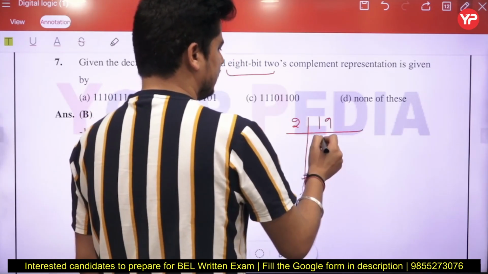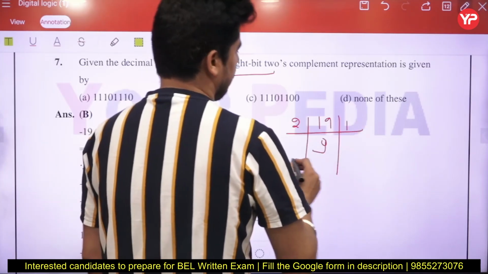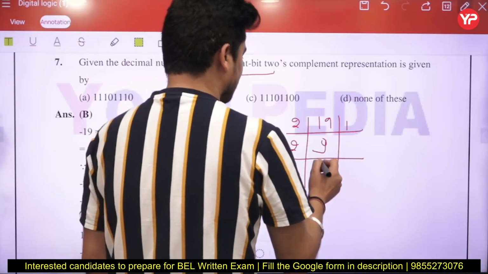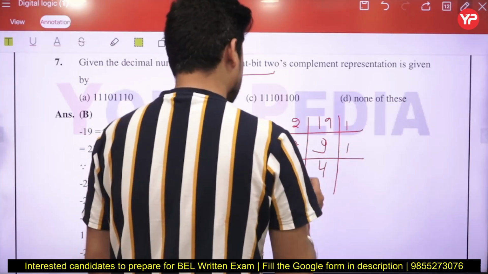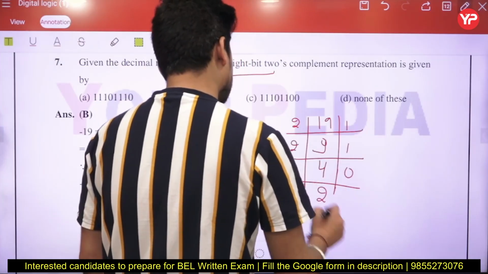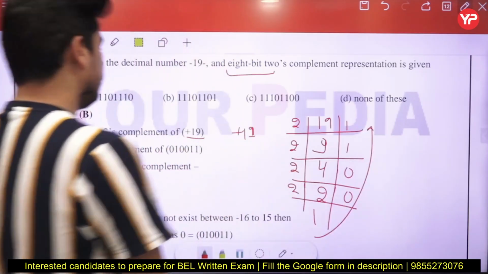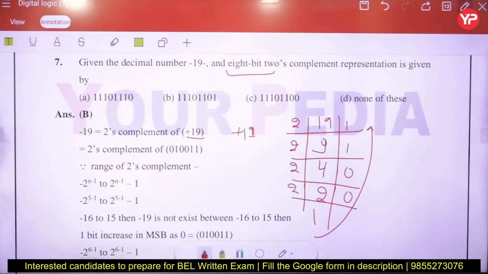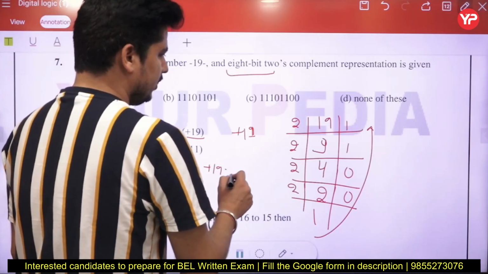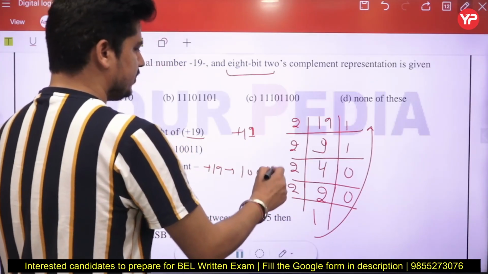Divide that by 2, that is going to be 9, and you will be left with 1. When you divide this 9 by 2, you will get 4, 1 remainder. Then you have to divide by 2, you will get 2, remainder is 0. When you divide by 2, you will get 1, remainder 0. Write it above. So you will get the number 10011. So 2 into plus 19 can be written as 10011. This is your 19.